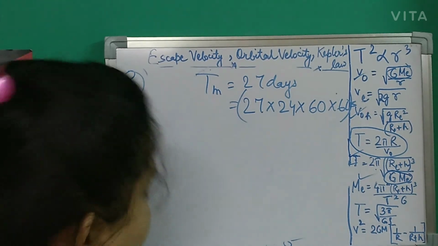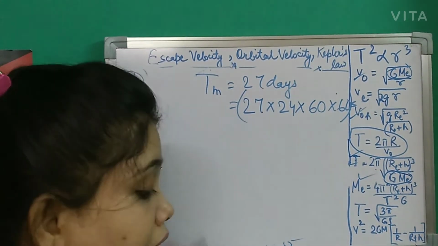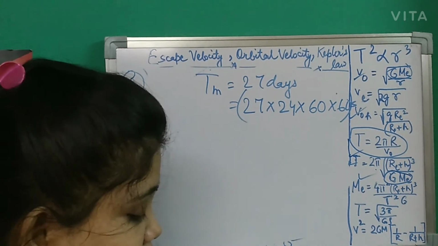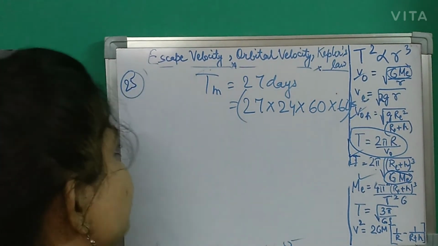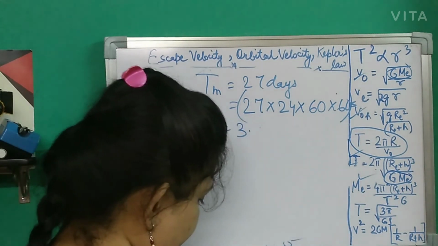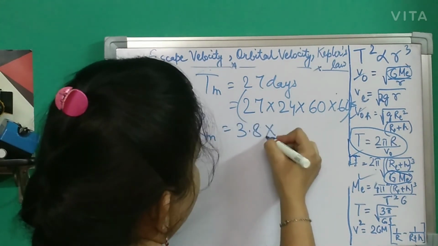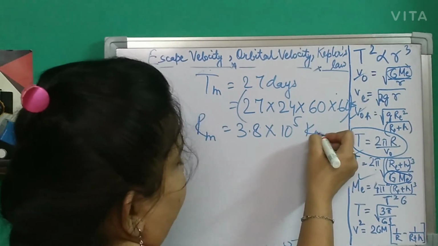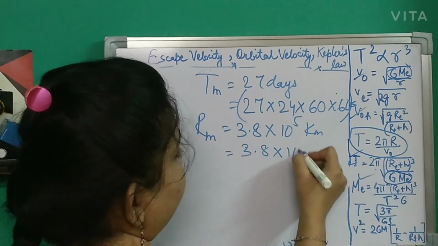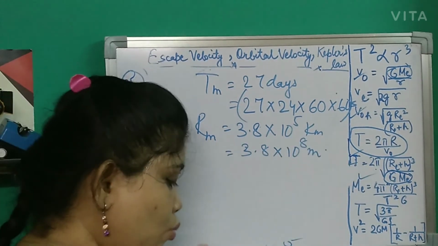Next, what else is given to you? In an orbit of radius 3.8 into 10 power 5 kilometer. So that means the radius of the moon's orbit is given as 3.8 into 10 power 5 kilometer. Now you can easily convert it into meter: 3.8 into 10 power 8 meter. What else is given?